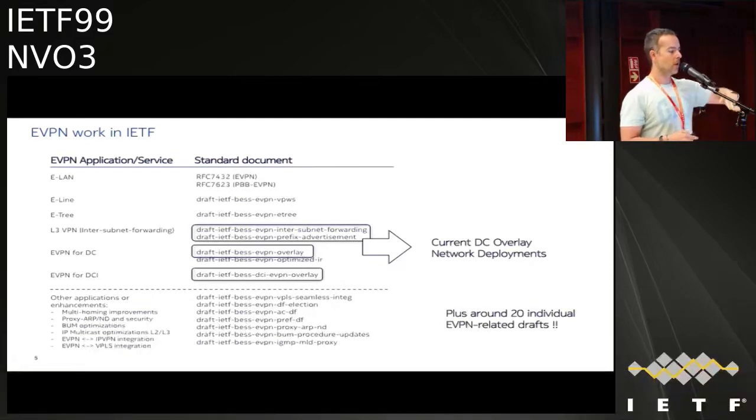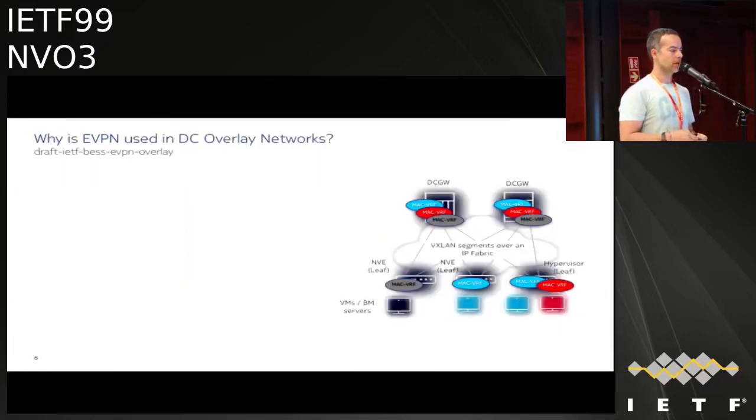But not only that, below the dashed line, you have many more documents extending the feature set of EVPN. And if you look at the IETF datatracker website, you'll find more than 20 individual EVPN related drafts. So it's a very active and dynamic technology. We keep expanding it.